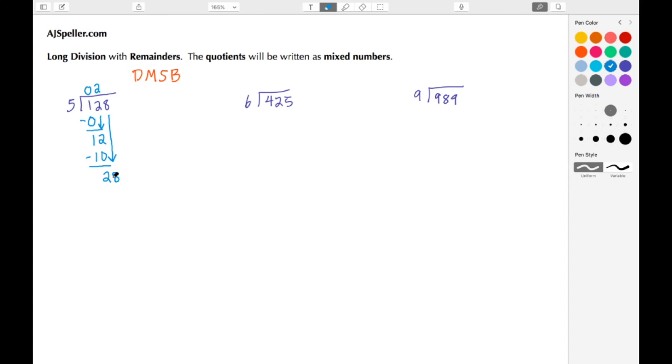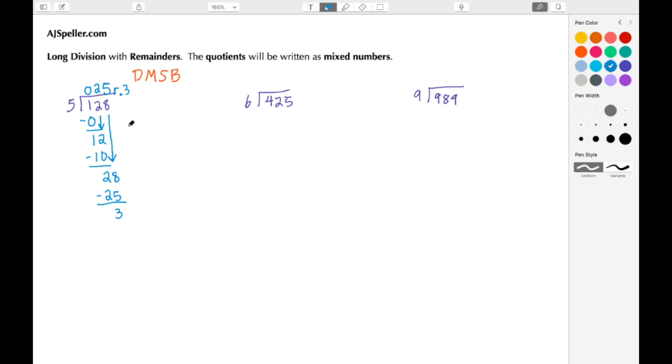We're going to see how many times 5 can go into 28. It can go into 28 5 times. Then we're on to multiplication. 5 times 5 to give us 25. Then to subtraction. 28 minus 25 is 3. And there are no more numbers to bring down. So we're going to say here our remainder is 3.